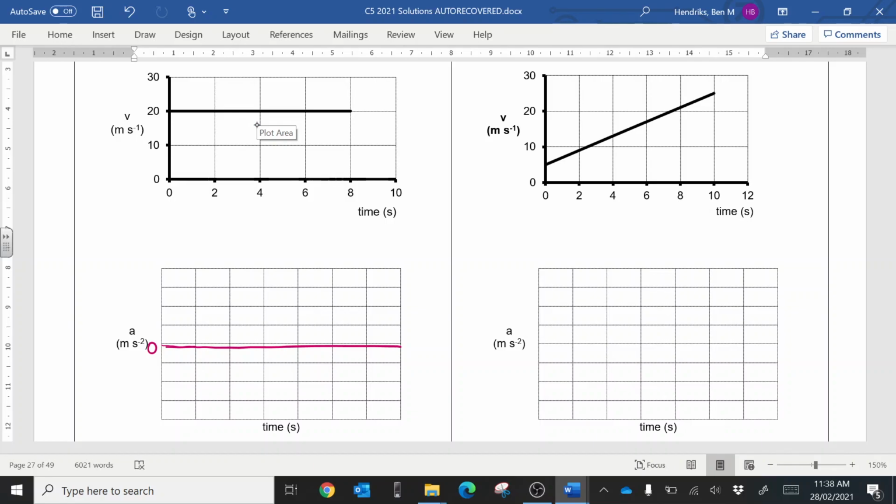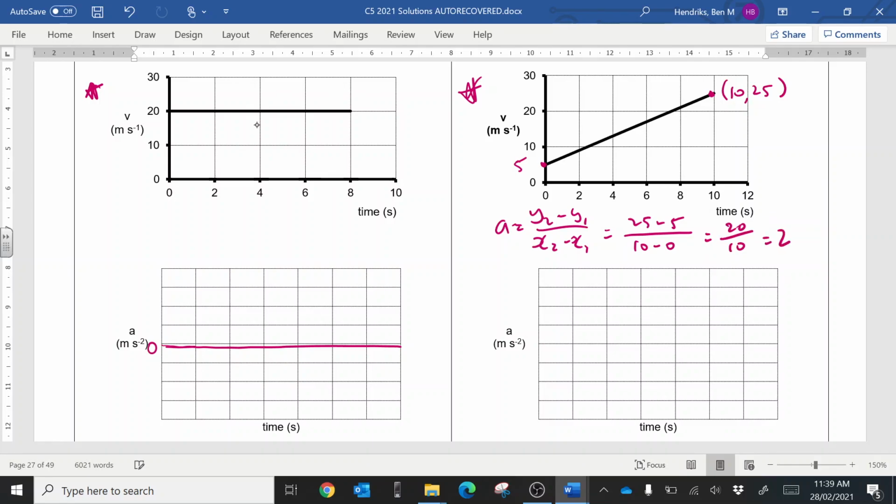Now let's have a look at this one here. This is the same velocity versus time graph we had before. So this here is roughly 5 at 0, and then this is our point 10, 25. If you've done a bit of maths, you can calculate the gradient this way: y2 minus y1 over x2 minus x1, which is the same as rise over run. So we've got 25 minus 5 over 10 minus 0, which is equal to 20 over 10. It's equal to 2, and it's constant, in meters per second squared.